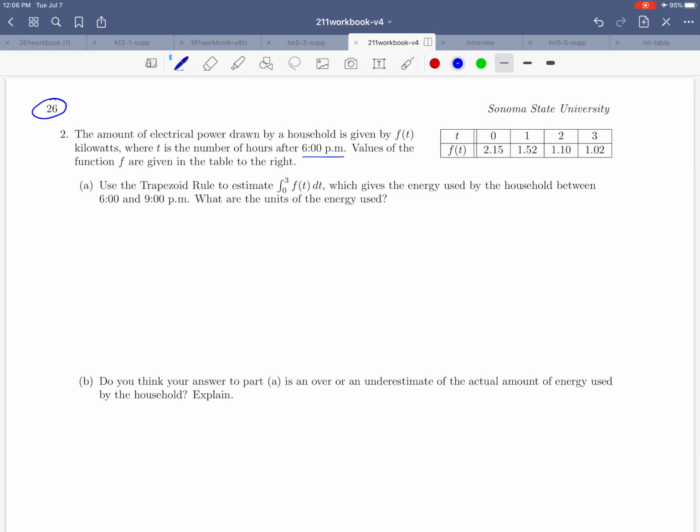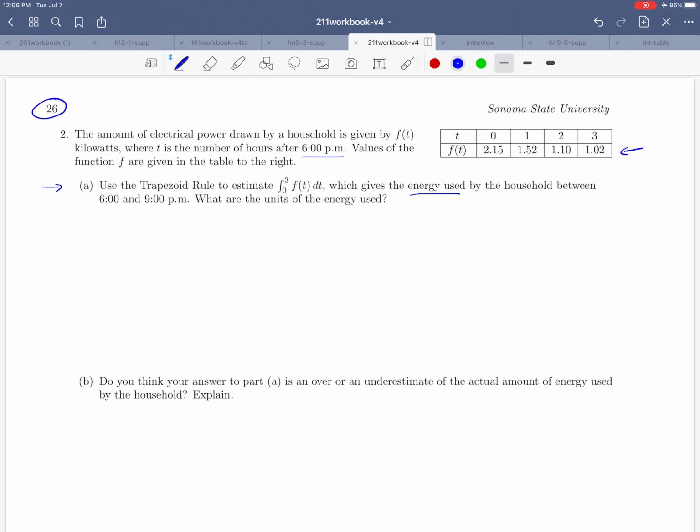Okay, and the values of the function, the powers, are actually given over here. So no formula, just a table of data for us. And part A would like us to use the trapezoid rule to estimate the value of the integral. And they're pointing out that this integral is actually giving us energy usage between 6 and 9 p.m. Remember again that 6 o'clock p.m. is time 0, and so 3 hours later would be 9 p.m.